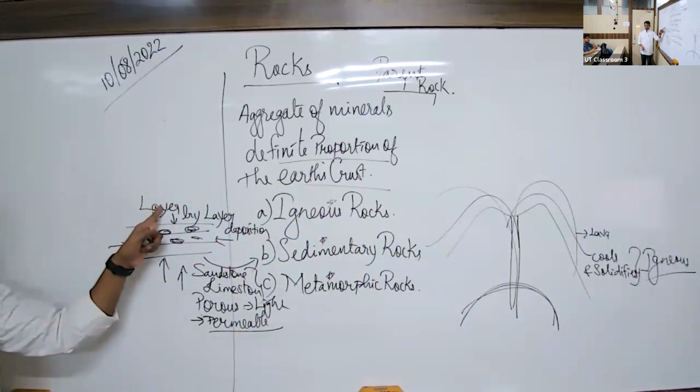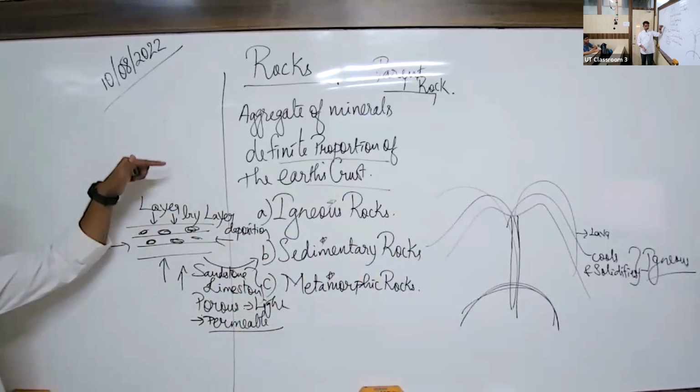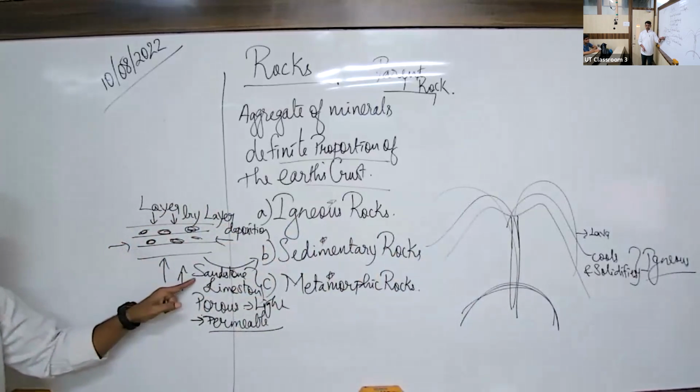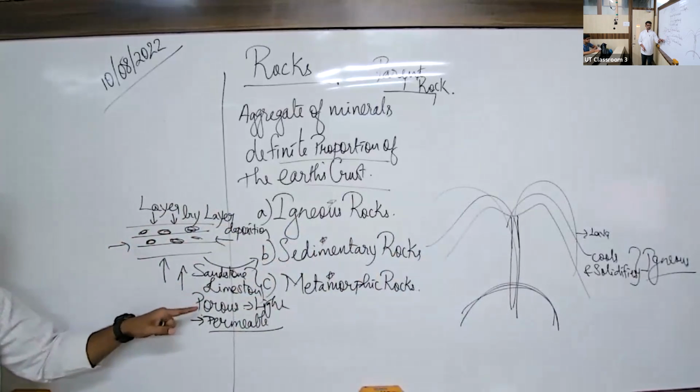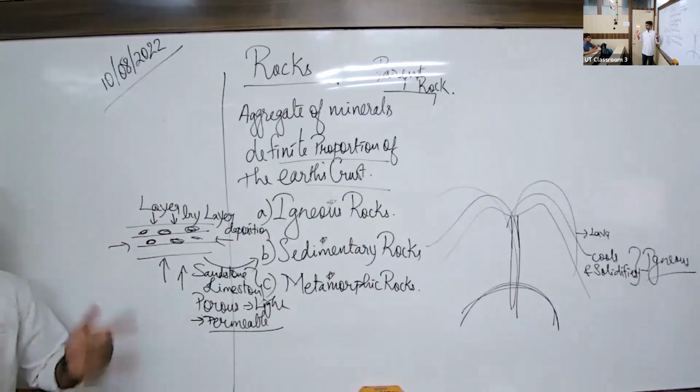Layer by layer deposition of sediments, horizontal compression and tensional forces. Example? Sandstone and limestone. They are generally porous and they are permeable, which allows the water to pass.